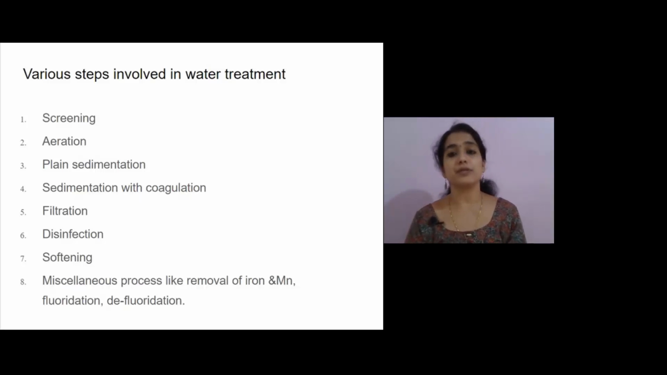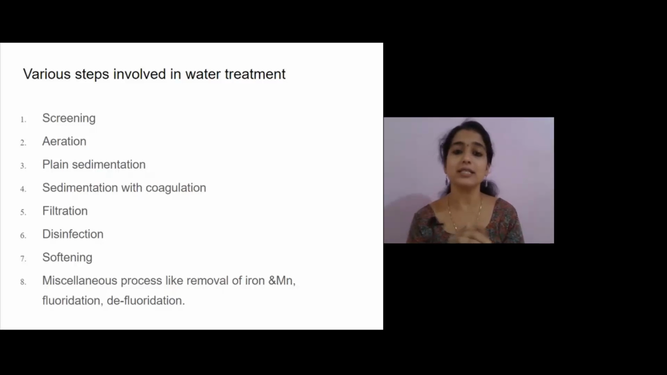And the first process is screening. This is the first step in water treatment process. All the heavy water logs, leaves, or big particles present in water are to be removed by the process of screening. And then the process is aeration. We are giving more oxygen to the water so that the chemicals present in water will be exhausted up to some extent. And then the plain sedimentation. Plain sedimentation means the settling of the suspended particles, suspended impurities present in the water.